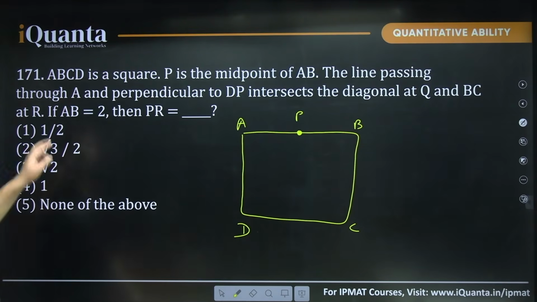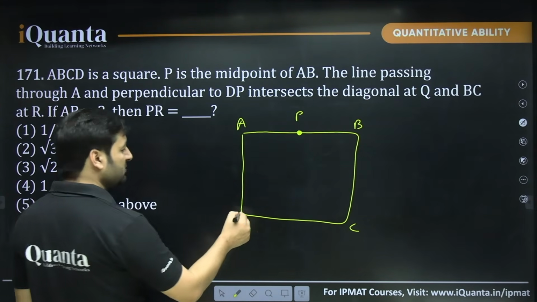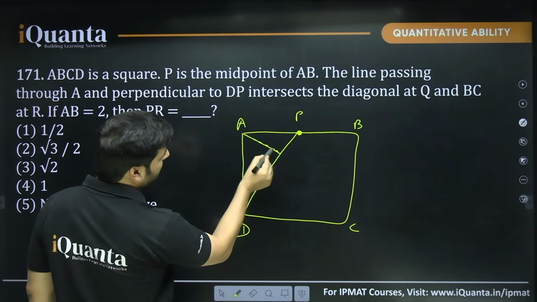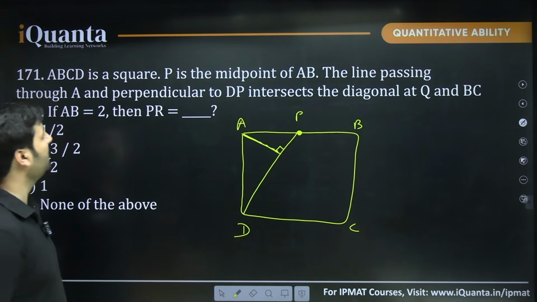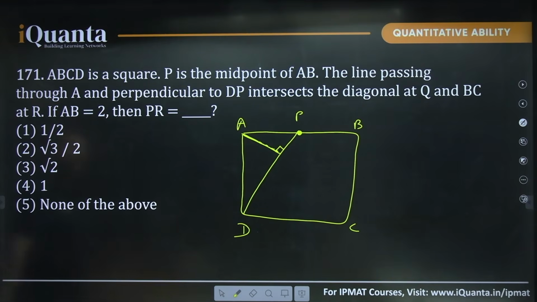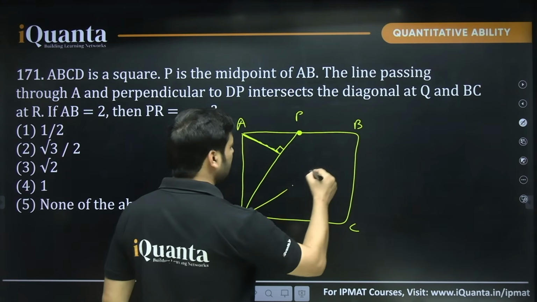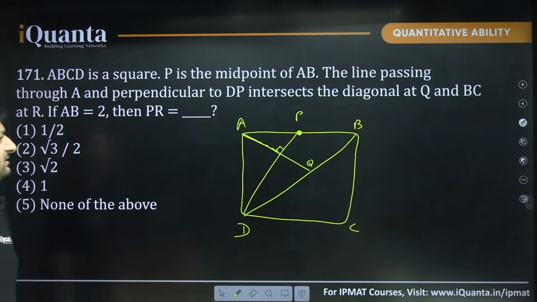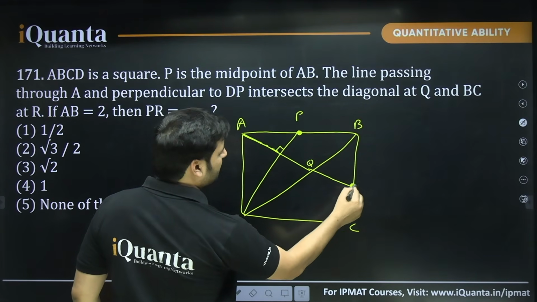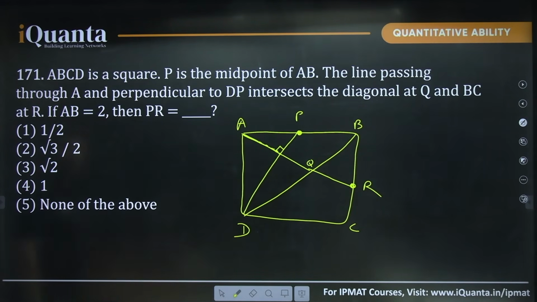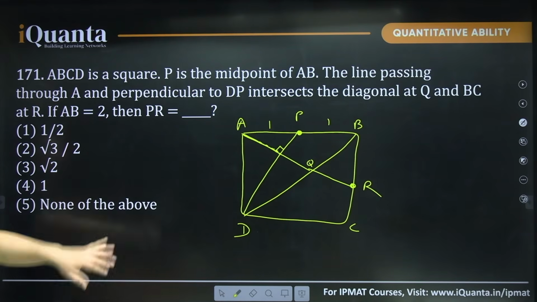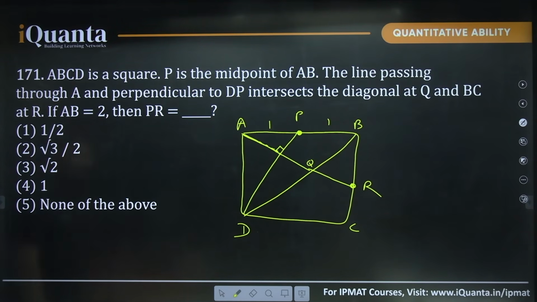The line passing through A and perpendicular to DP. So first you have to join DP. The line passing through A has to be perpendicular to this DP, okay. So let me make it perpendicular. It intersects the diagonal at Q, the diagonal is BD, and it will intersect BC at R. The figure will look like this. AB is given 2, so the side of the square is 2, each side will be 2, okay. It wants us to calculate the value of PR.